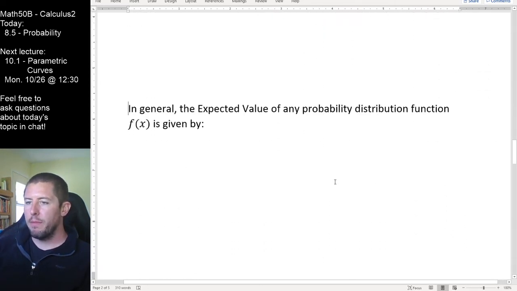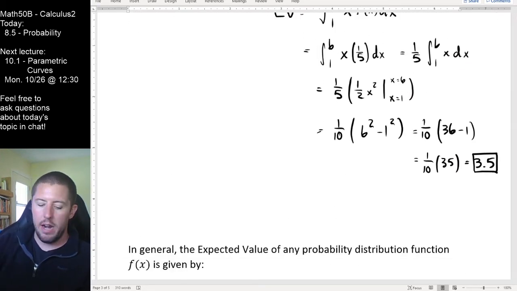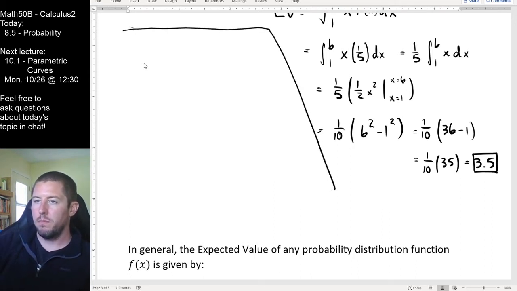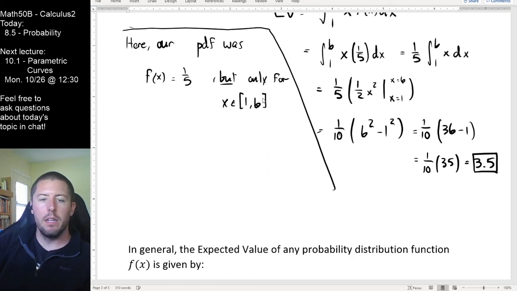So I want to make a couple statements about our probability distribution function before we move on to doing our next example right here. So here's the important thing that's different about this guy, right? That we want to be a little bit technical about.